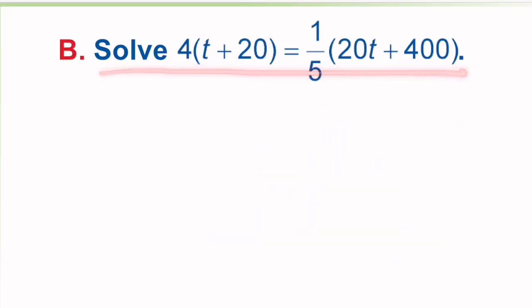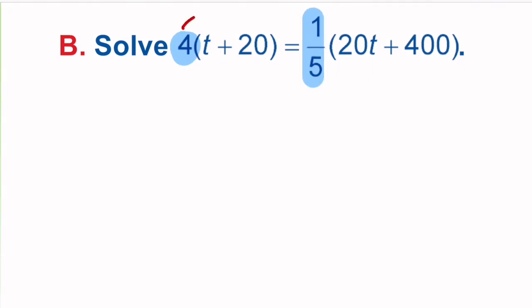Let's look at our second example. In this case, we're going to distribute the 4 on the left side, and we're going to distribute the 1/5 on the right side. So 4 times t is 4t. 4 times 20 would be 80, so plus 80.